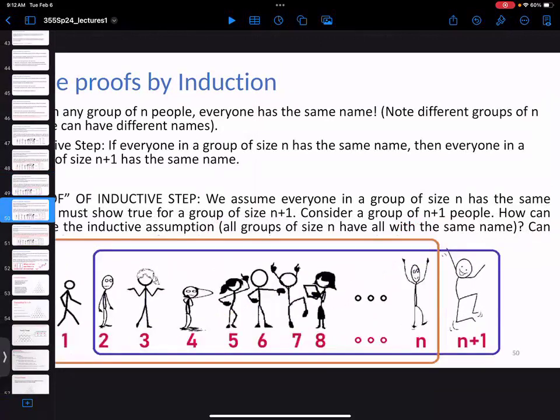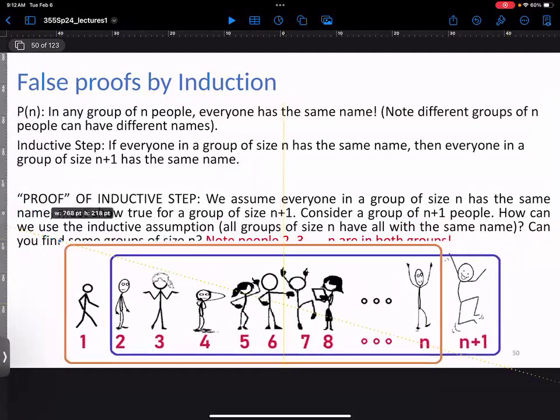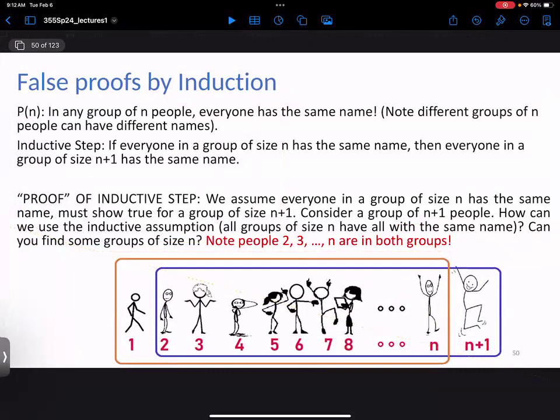Now, this is where things get interesting. Notice that if I look at the two groups, there's a lot of people in common. The second person is in both groups. The third person is in both groups. The fourth person is in both groups. The nth person is in both groups. Everybody in the first group has the same name as person 2. Everybody in the second group has the same name as person 2. Therefore, 1 has the same name as person 2, and n plus 1 has the same name as person 2, so everybody has the same name. And given that we know somebody in this world is named Katie, everybody must be named Katie. What's wrong with this?